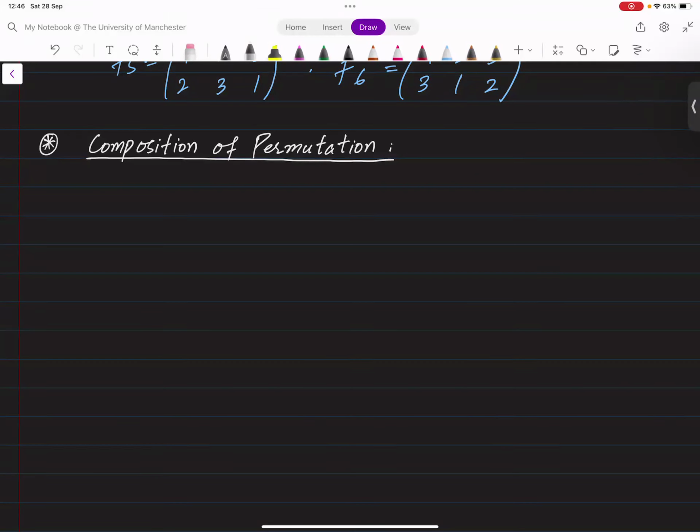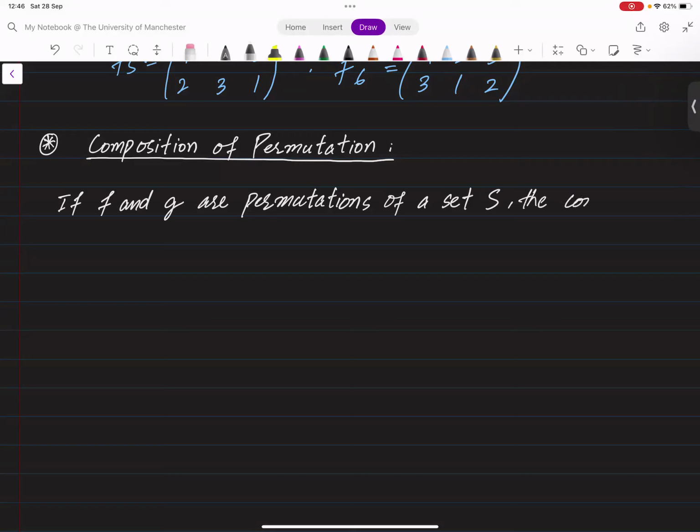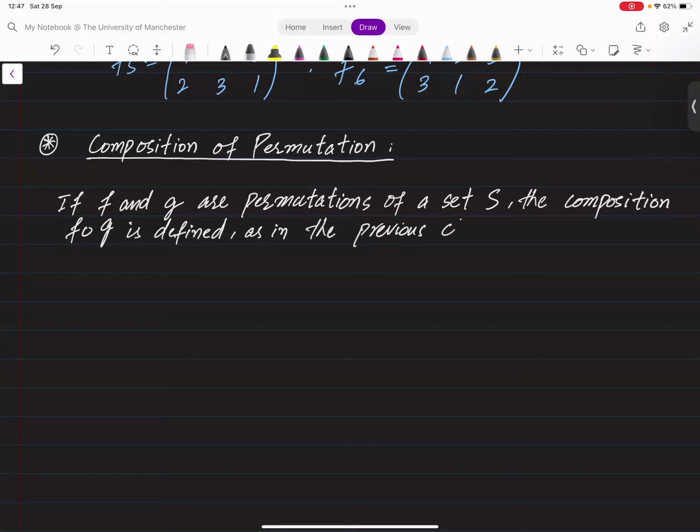Okay, now let's say if F and G are permutations of a set S, the composition F compose G is defined as in the previous chapter by F compose G of s is F of G of s for all s in S, right?